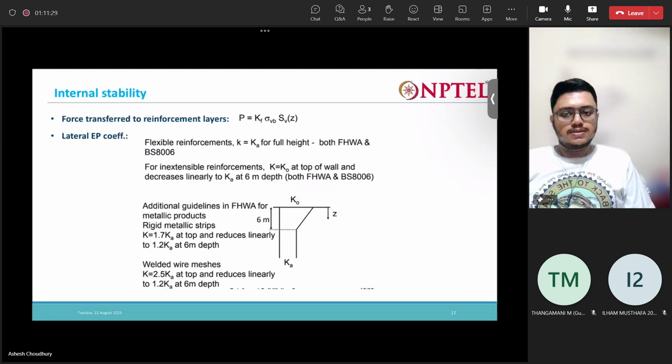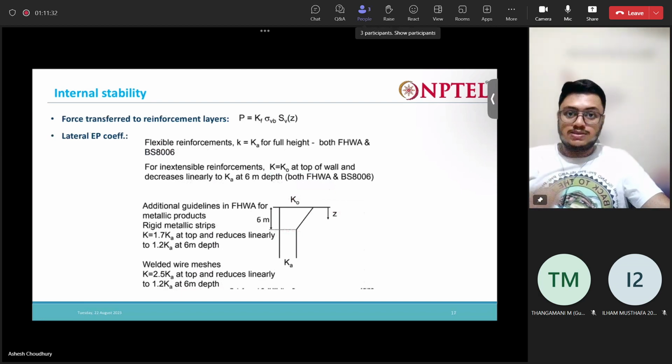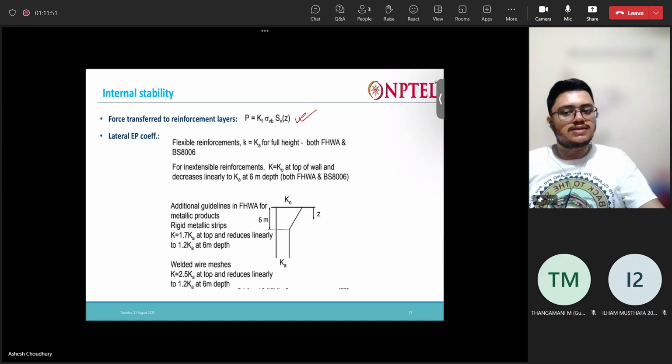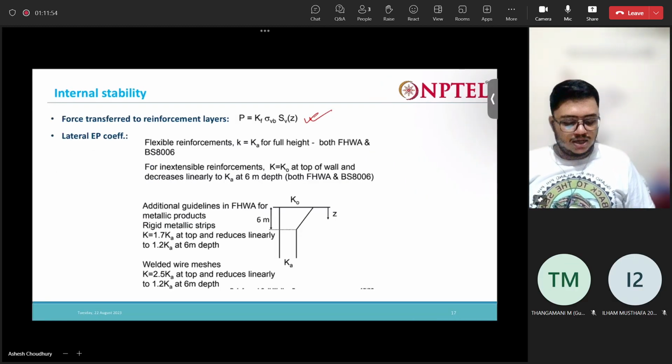Now comes the thing where someone had asked how to calculate the tensile force transmitted to a particular layer, and this is the answer to that. So how to calculate the force transmitted to the reinforcement layer? As I had said, it is nothing but the vertical force into the friction coefficient into the spacing, which will give you the force transmitted in each reinforcement layer.